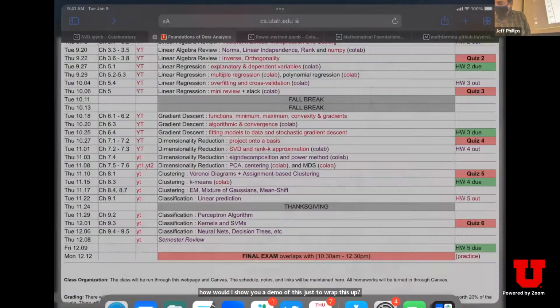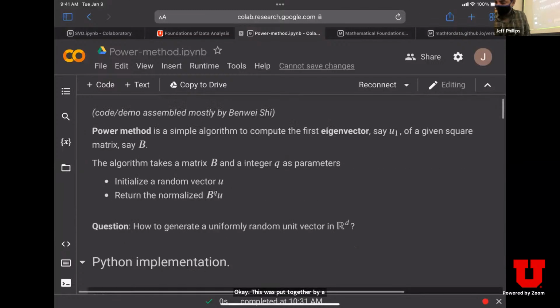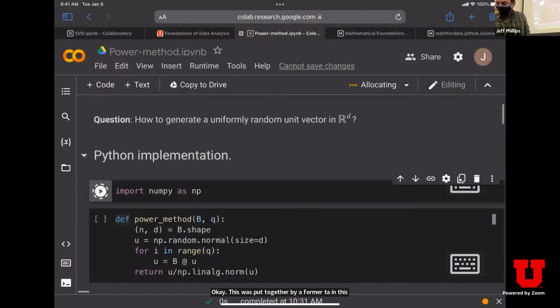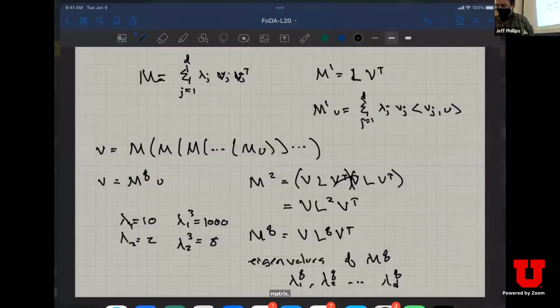Okay, this was put together by a former TA in this class. We're going to implement the power method here using NumPy. Again, I'm going to take in a matrix B. B is now my matrix M. And then, before I do this, I want to say one more thing.